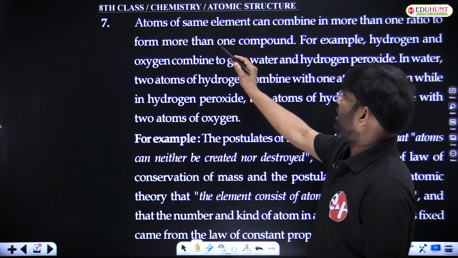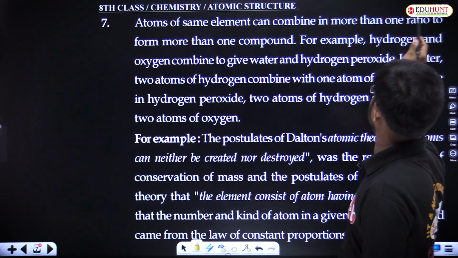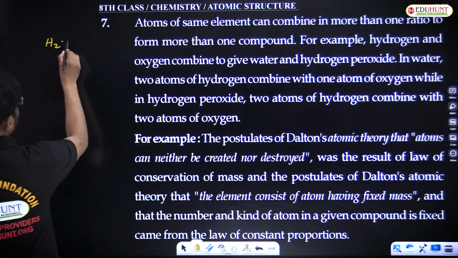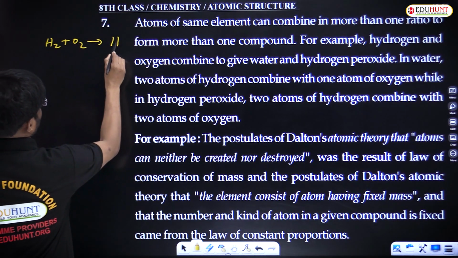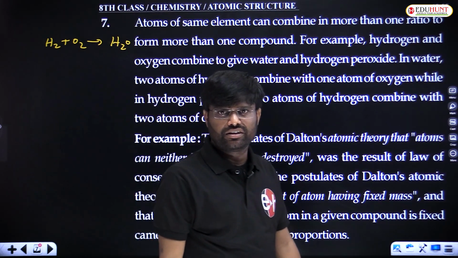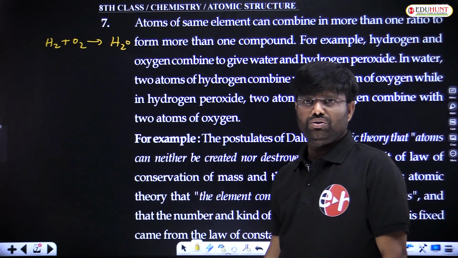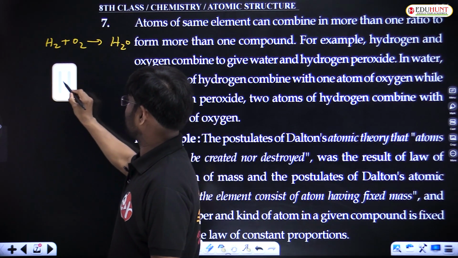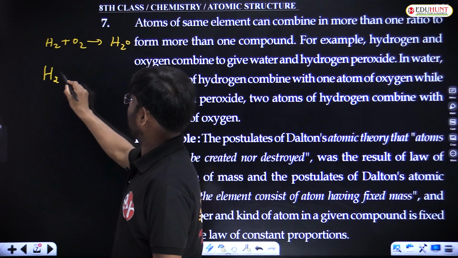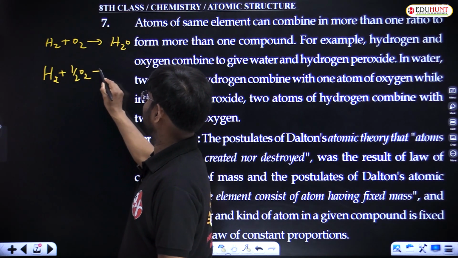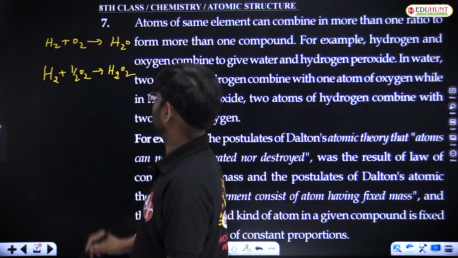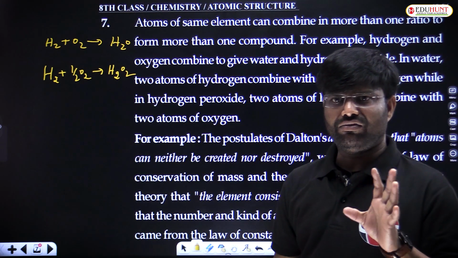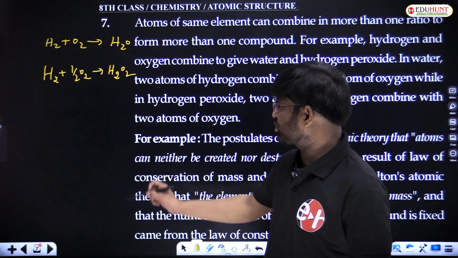The 7th point: atoms of the same elements can combine in more than one ratio. Suppose I take H2 plus O2 giving H2O. Different elements combine to form two products. One is the H2O product. Here H2 plus half O2, I will take, then this is H2O2, hydrogen peroxide. So different elements, hydrogen and oxygen, combine to form different products, but the mole ratio is different.